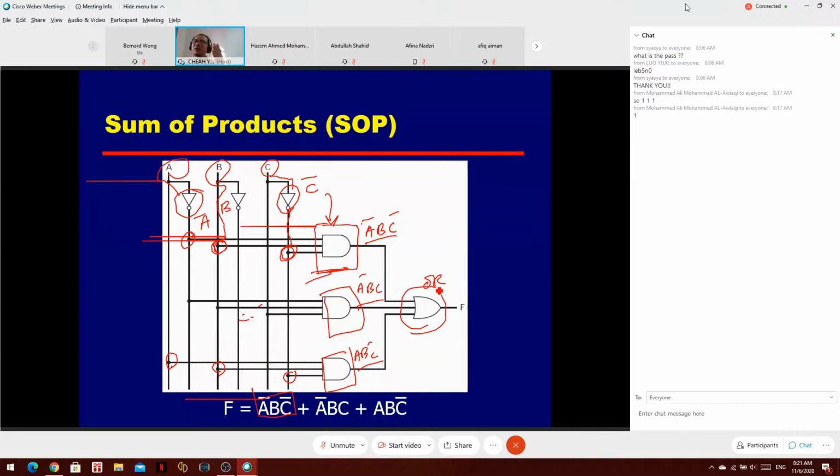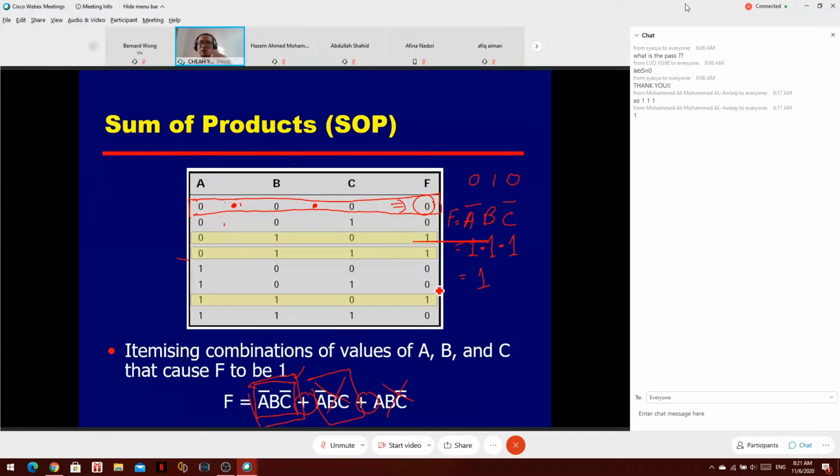All right. So now we have seen the three ways of expressing the combinational circuit, or the function. You can express it using gates, you can express it using the truth table, and you can also express it using the Boolean algebra function. I hope that is clear.